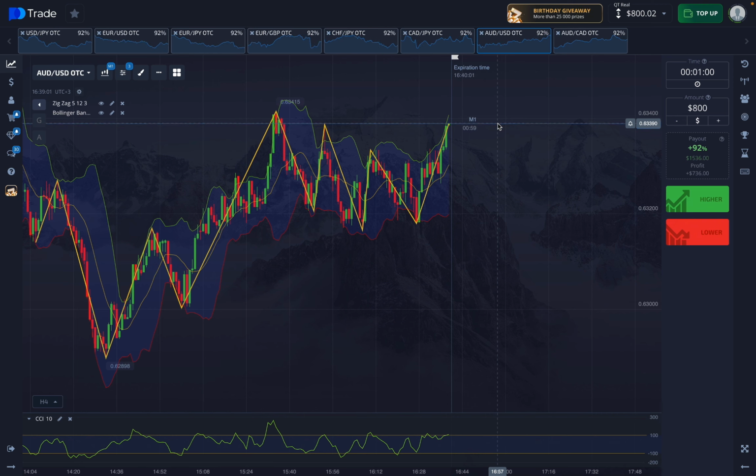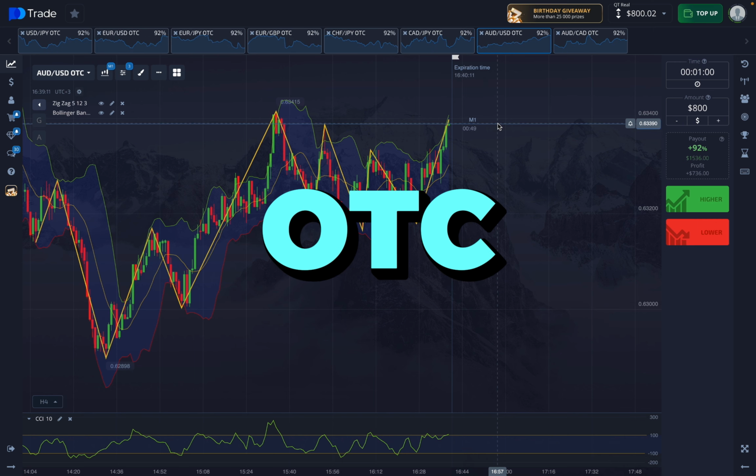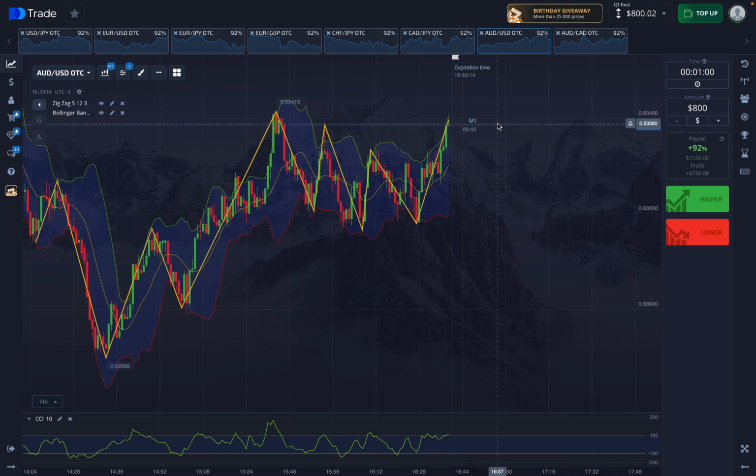I've analyzed and selected the most optimal currency pairs with the best price movements, and now we're working with intra-exchange quotes, which means the OTC market. This is a great opportunity to earn even more money with the same number of trades.